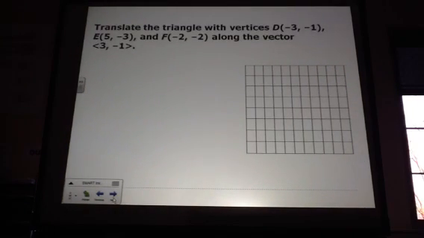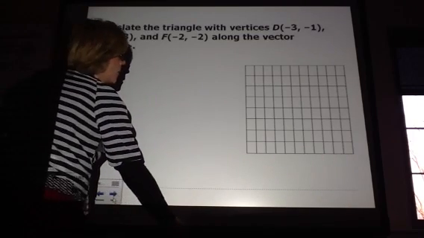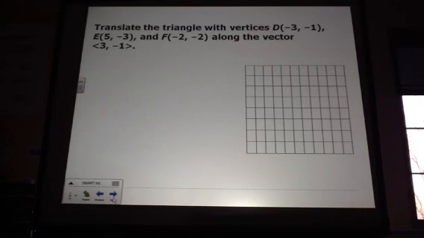Okay, translate the triangle with the vertices D, E, F along this vector. Okay, so first, let me see if I need to draw this, and I do.